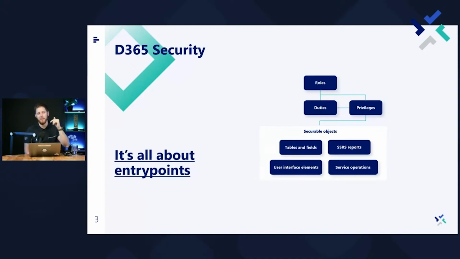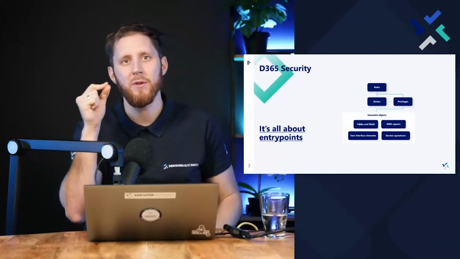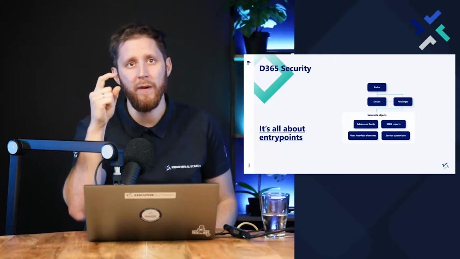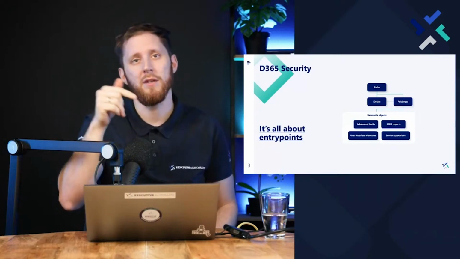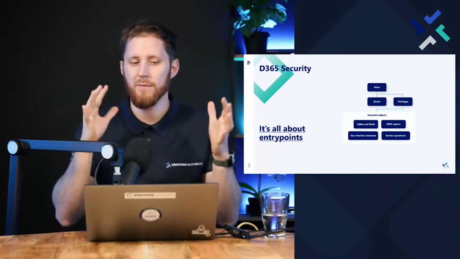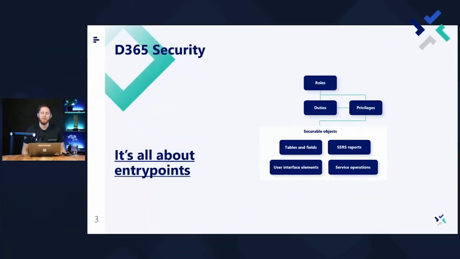So, starting from the beginning: roles, duties, privileges, and they are built out of securable objects, so-called entry points. At the end of the day, we are concerned with what actually is in that smallest privilege, because a privilege is a group of entry points. A duty is a group of privileges, and a role contains either duties or privileges or both. So that's in a glimpse the structure for security. And this hasn't changed so much from AX 2012. If you're interested, we can cover that question later on.